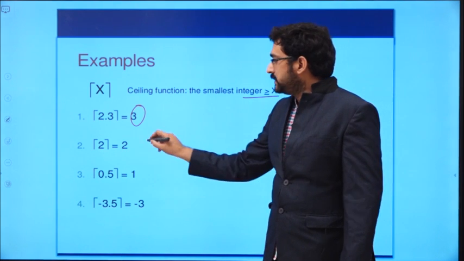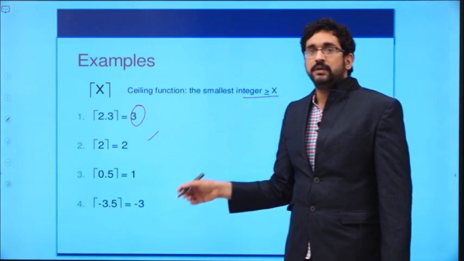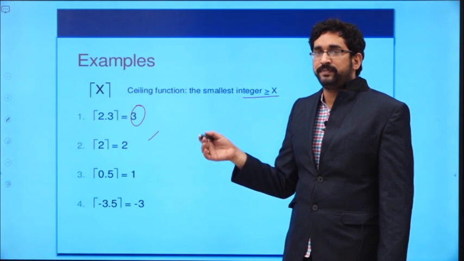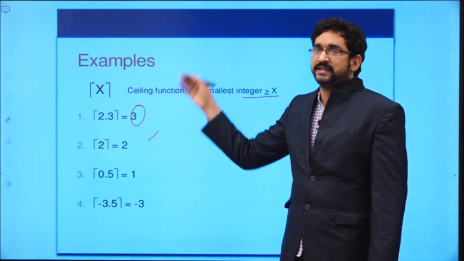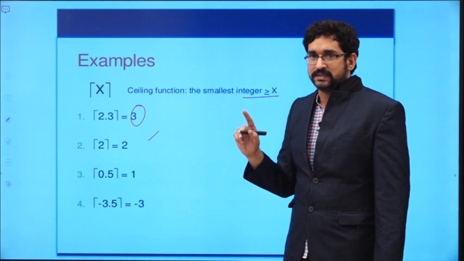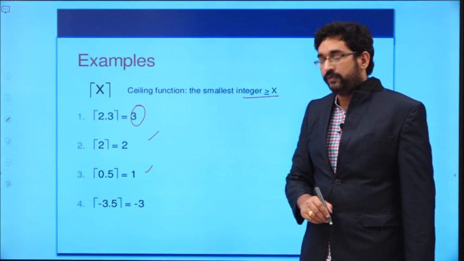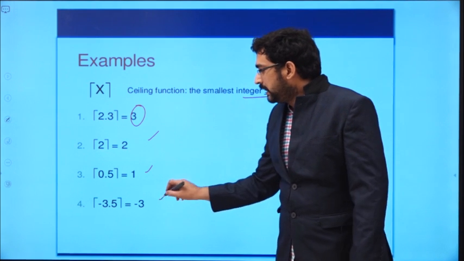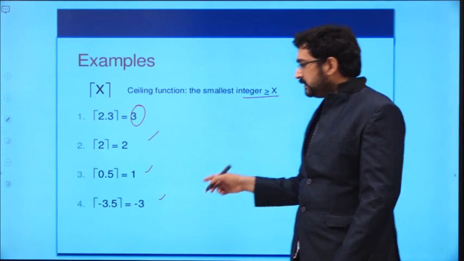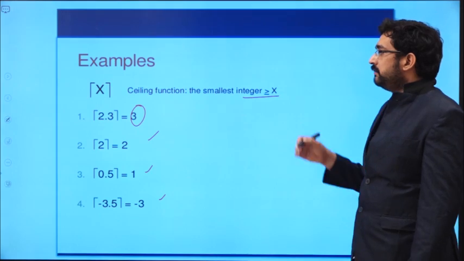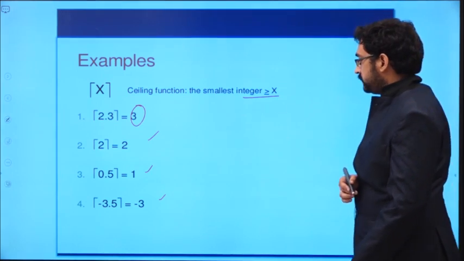Next, 0.5. What are the integers greater than 0.5? 1, 2, 3 and so on. Among these, 1 is the least. That's why ceil of 0.5 will be 1. Similarly, ceil of minus 3.5 is minus 3. In this way, we can find ceiling function values.